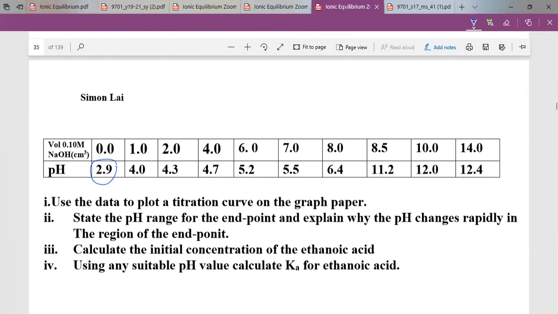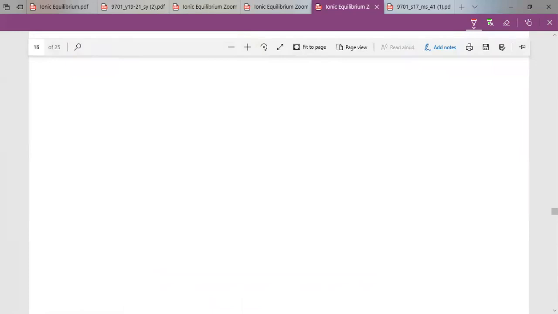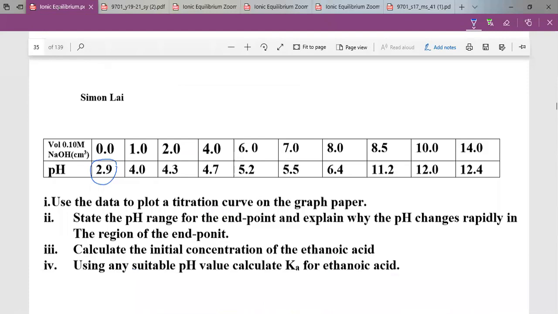Now if I want to plot it, I'll show you what I do here. I use one of these to make it easy for me. Remember, this is the pH, and this is the volume of NaOH. So it's 2.9, between 2 and 3. I also plotted wrongly here just now, but we can plot again, no worries. So the first point is here, 2.9. In exams, you'll be asked to plot this. It came out in Paper 5.